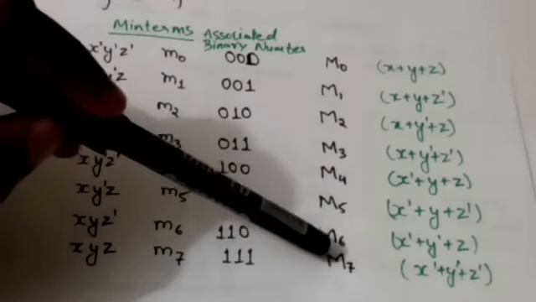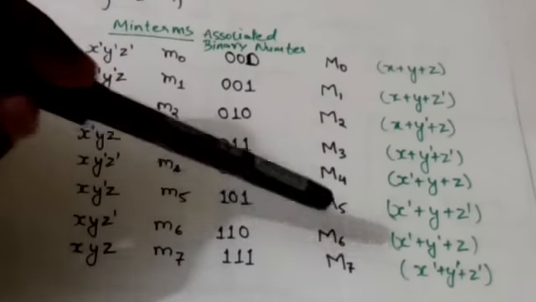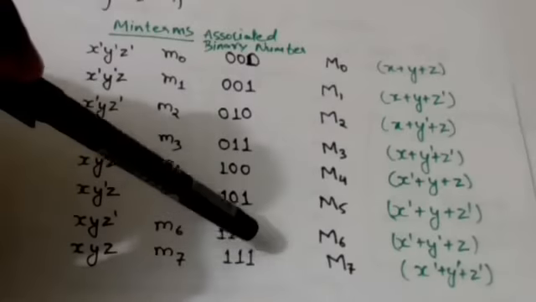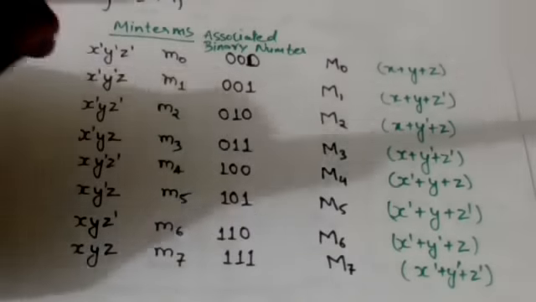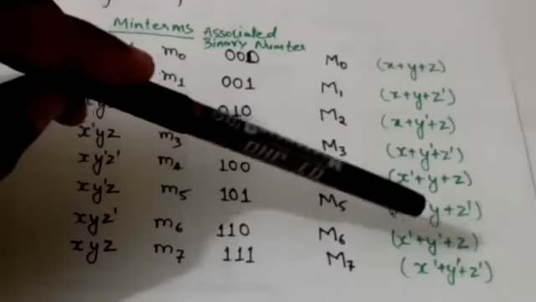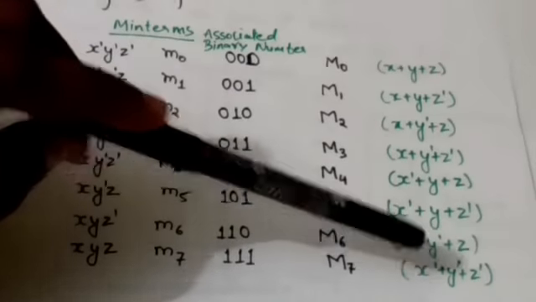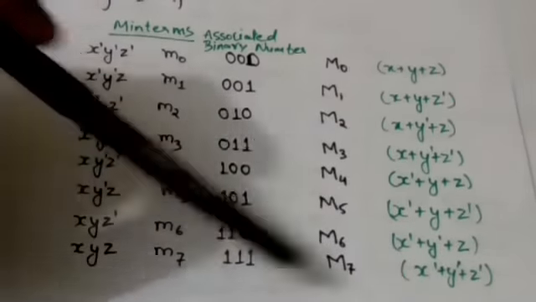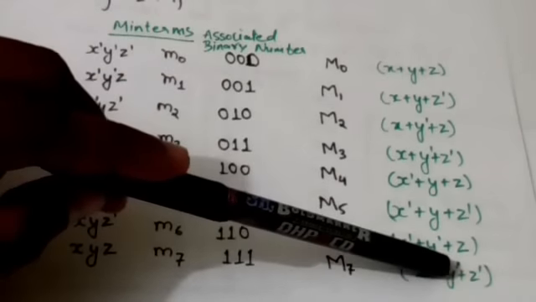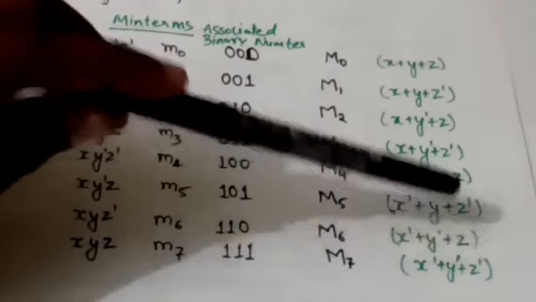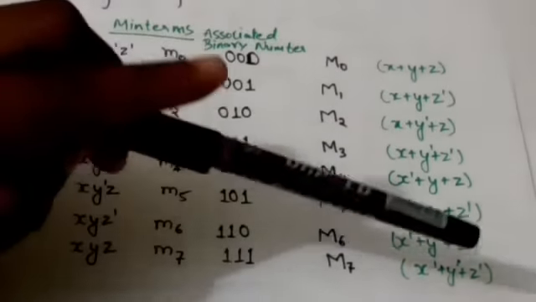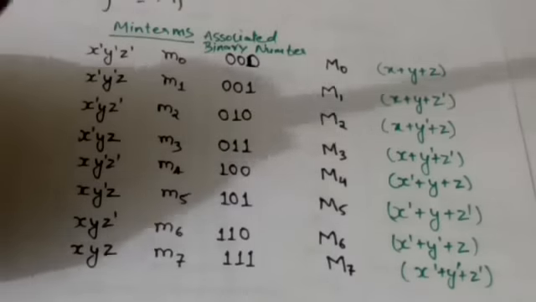Now look at here M7. The binary number associated with this maxterm is 111 because its decimal value is 7. Here x will exist in its complement form because the bit corresponding to this variable is 1. Y will also exist in its complement form and Z will also exist in its complement form because the bit corresponding to these variables is 1.